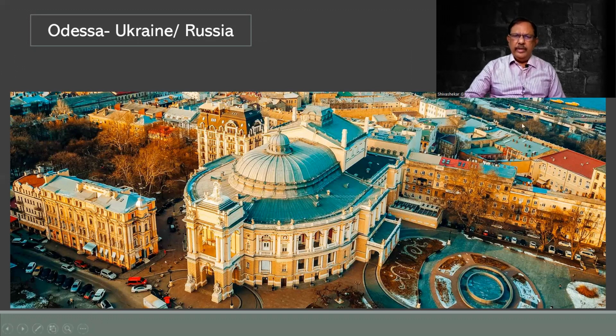Look at this over here, a beautiful structure from Odessa, Ukraine, Russia. But today, it has been reduced to rubles. Why am I going so way off the context? There is a reason.